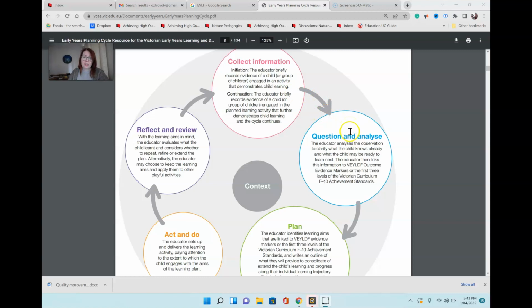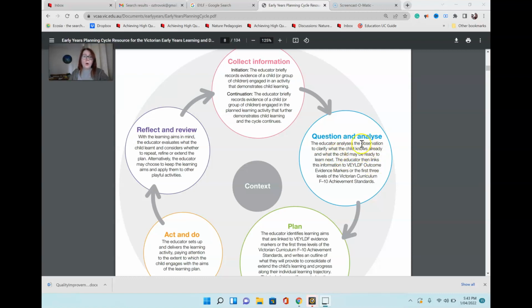Next stage is question and analyze. In some other books, it might be called interpretation. When you look at the information you collected, you ask yourself: what does it tell me about the child? What does it tell me about the child's interests? What does it tell me about their learning, their skills, what the child already knows, and what the child might be ready to learn next?